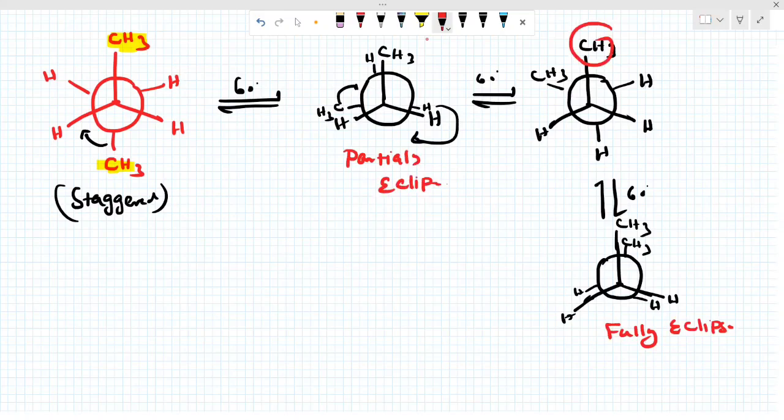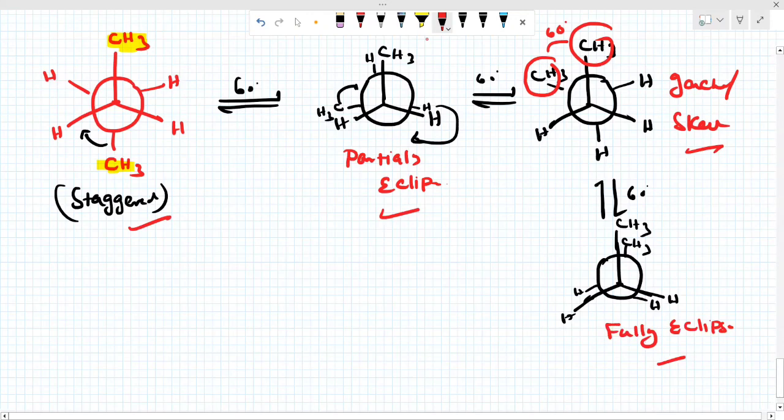Now two CH3 groups at an angle of 60 degrees, they call gauche form, or some people call skew form. Therefore, butane can exist in how many forms? Staggered, partially eclipsed, skew, and fully eclipsed. Actually the answer is 4, but listen, please understand. In another view, they will say an infinite number of conformers is possible. In the exam they will ask how many conformers of butane are possible. The answer is infinite, because at room temperature you can convert stagger to eclipse, and eclipse to gauche form, and gauche form to fully eclipsed again.